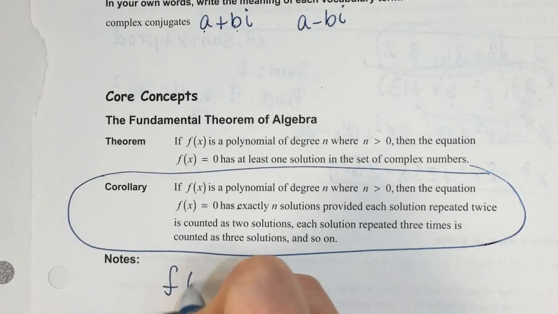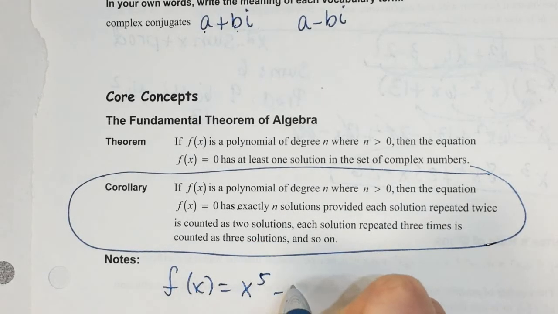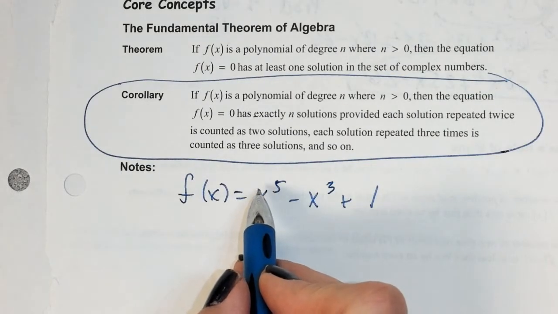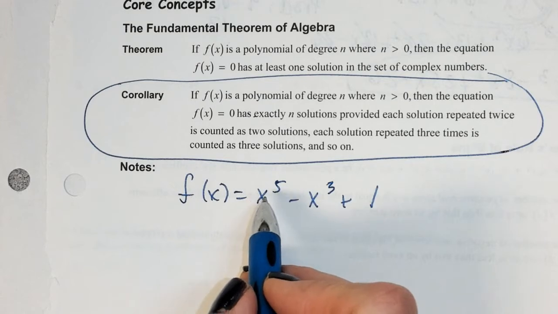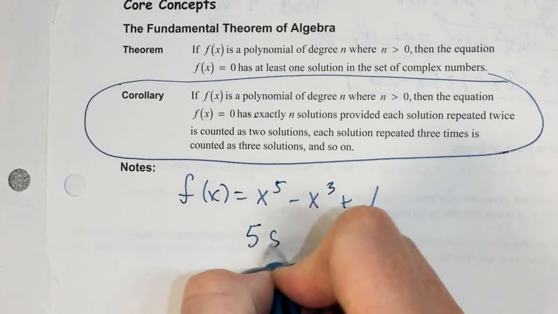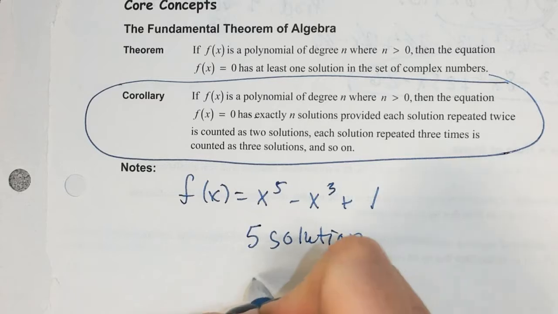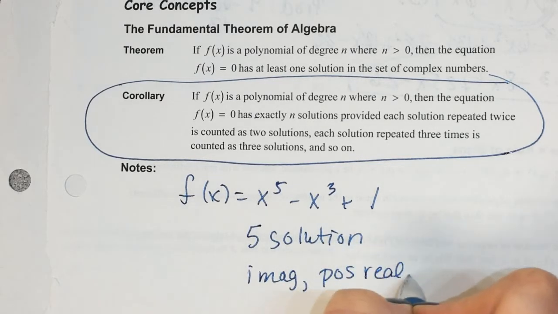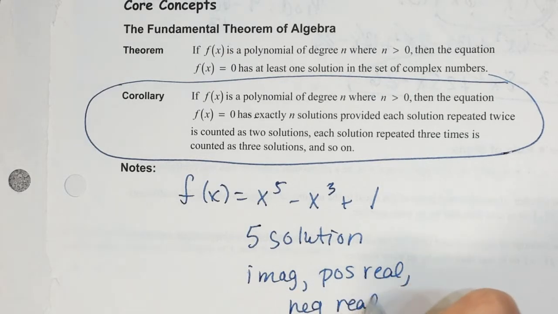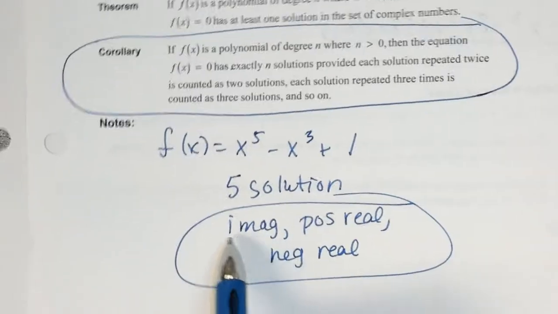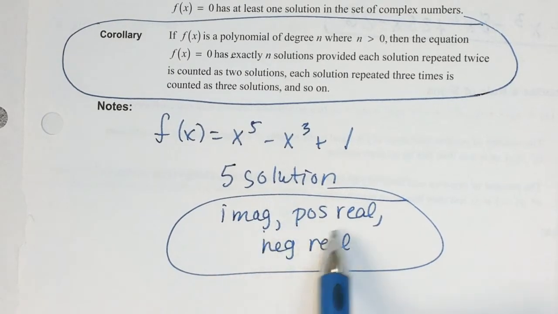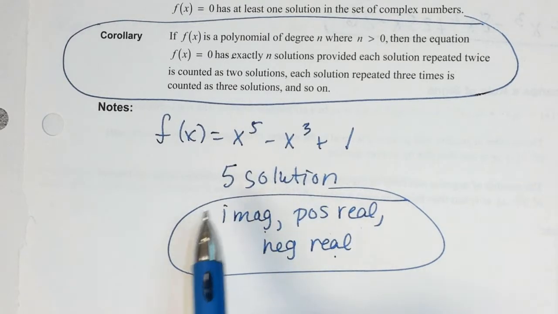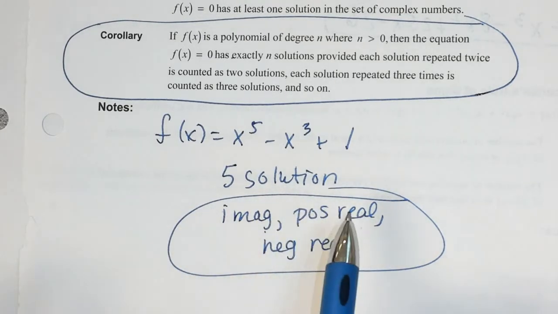For example, if I gave you this function, I have to have 5 solutions, but some of them might be repeated. So we would have a total, though, of 5 solutions. Some can be imaginary, some could be positive real solutions, some could be negative real solutions. These are the 3 types of solutions that we can have: imaginary, positive reals, or negative reals. Sometimes they occur, it could be a solution once, or twice, or 3 times.